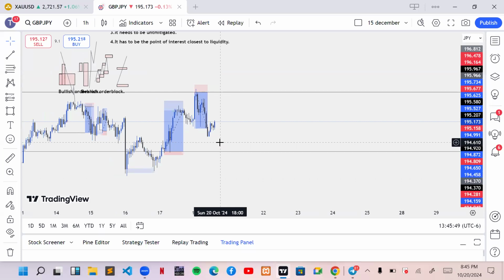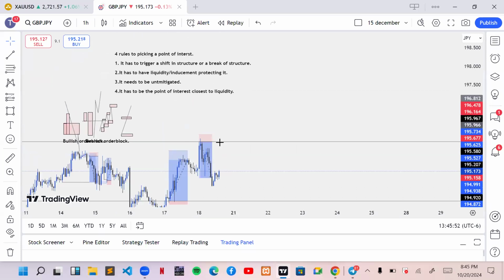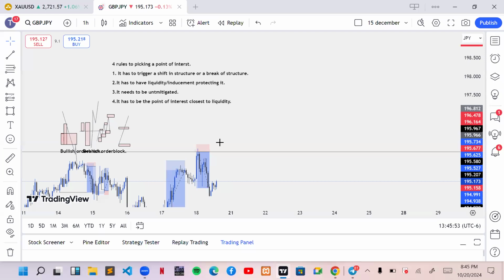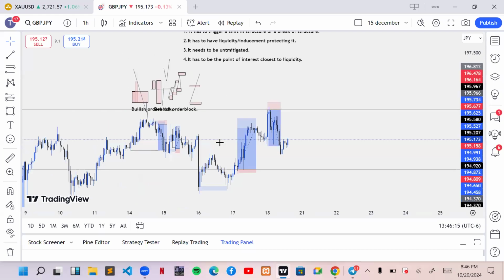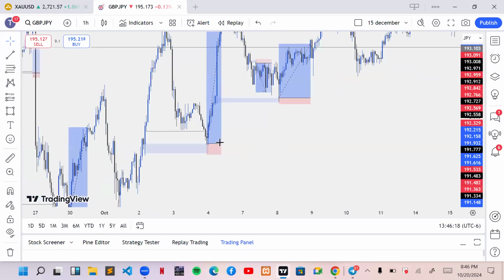So knowing when to pick between an order block and a breaker block, you need to pay attention to all these four criteria. That's to have a shift in market structure. That's to have liquidity protecting it. It needs to be unmitigated. It now has to be the point of interest closest to liquidity. Meaning that you can only use the order block if your breaker block was mitigated. If your breaker block was unmitigated, you have to pick your entry from the breaker block because it will be the closest one to liquidity. So that's just it. You want to use breaker block, you want to use other blocks.